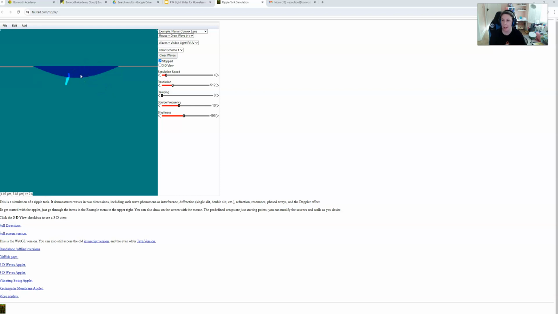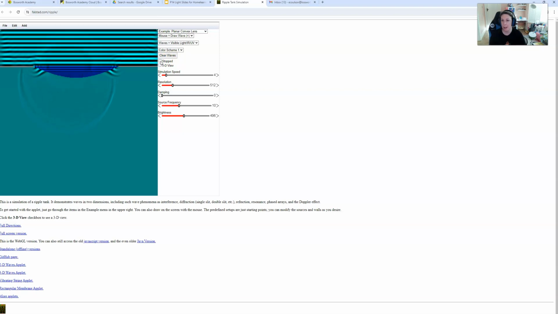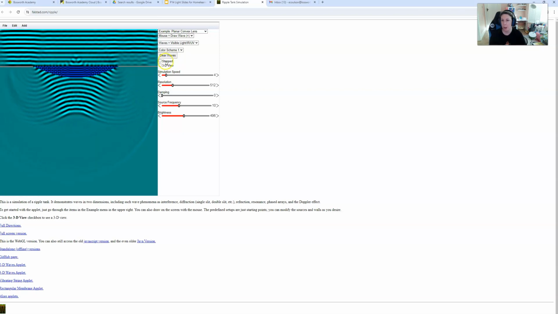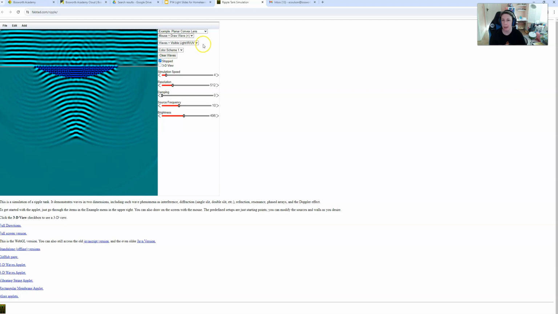So this is a lens. I'm just going to start the waves. As they come in, you can see they get much closer together. I'm going to restart that. I'm just going to try and increase the wavelength here. I'll slow it down a bit.